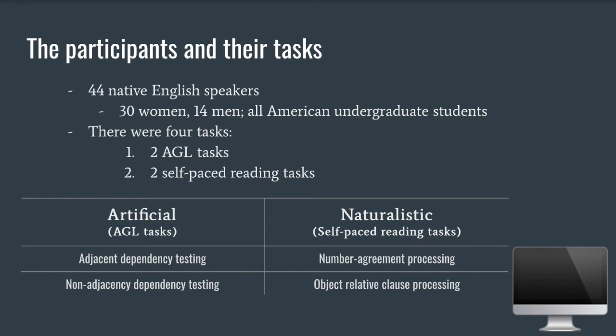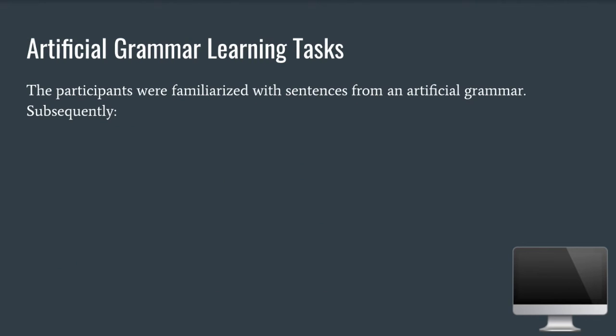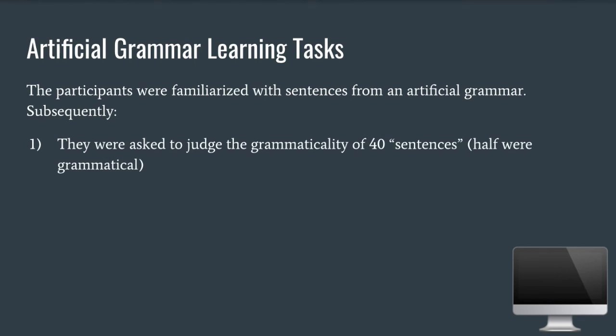As training for the AGL tasks, the participants were familiarized with sentences from an artificial grammar. Each of the AGL tasks was then carried out as follows. They were asked to judge the grammaticality of 40 sentences, half of which were grammatical. A participant's SL ability for each type of syntactic relation was proxied by their accuracy on the relevant task.